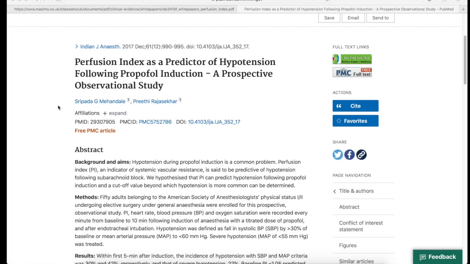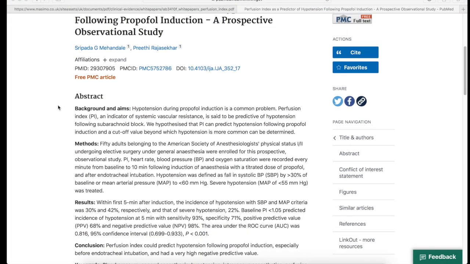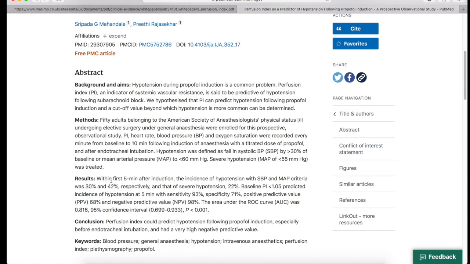There's also some research that came out of the Indian Journal of Anesthesiology, which looked at using the perfusion index to predict hypotension related to propofol induction. They found that an index below 1.05 predicted hypotension at 5 minutes with a 93% sensitivity and 71% specificity.